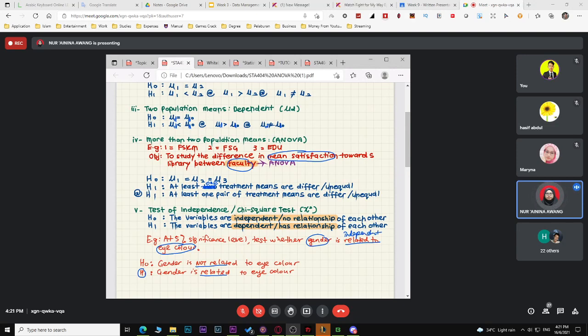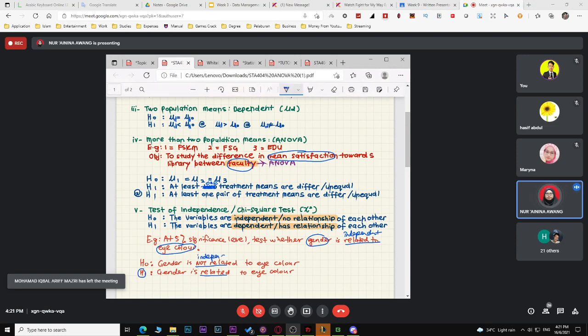So if the question asks whether gender is independent, you need to use independent. As we know, independent means no relationship, so it should be in your H null. And for your H1, it should be dependent. Okay, refer to the question.